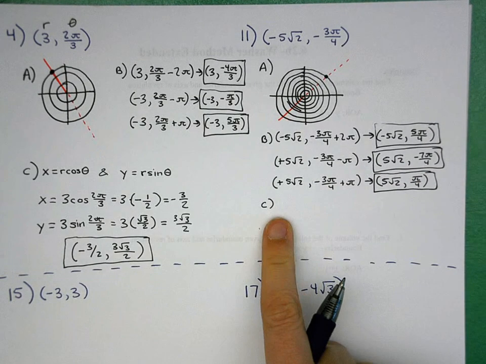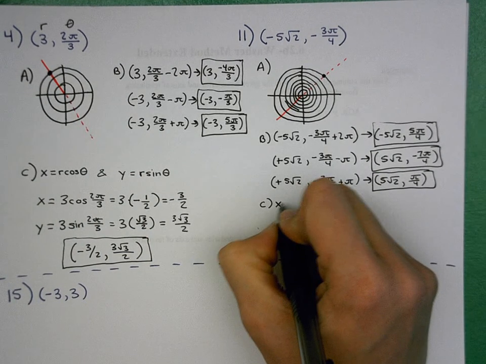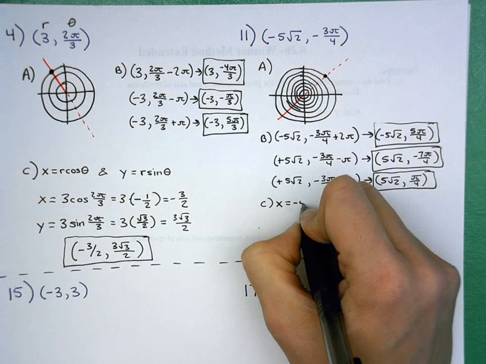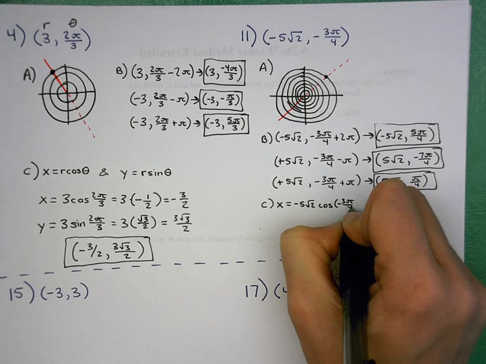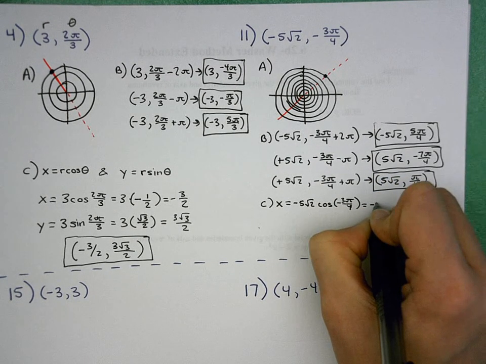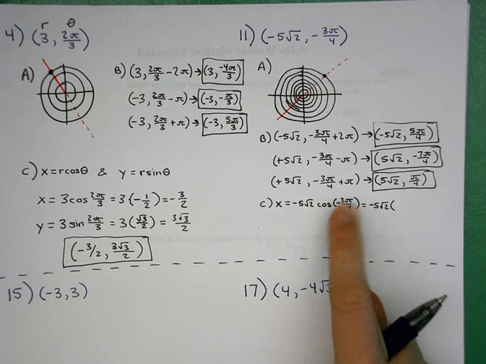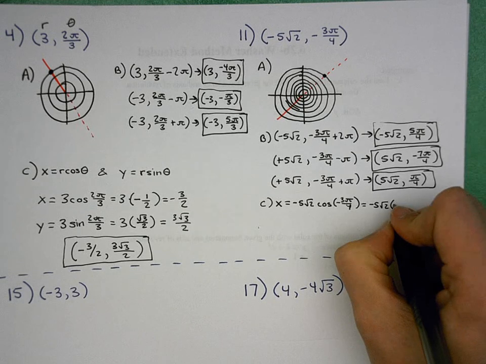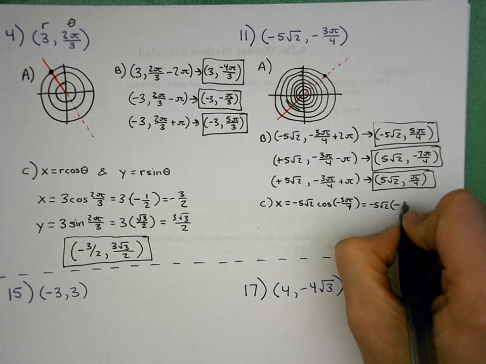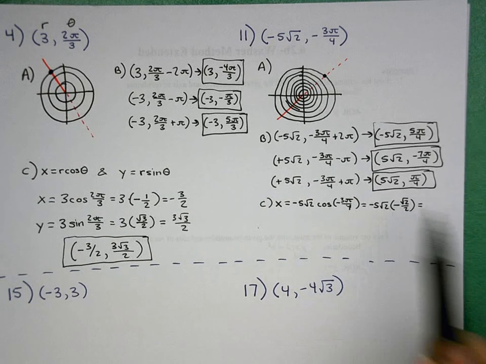And then last but not least, part C, turning into rectangular. So again, we know what x and y are. So x is my r, negative 5 root 2, cosine of my theta, which is negative 5 root 2 times cosine of negative 3 pi over 4. What would that be? Okay, well, negative 3 pi over 4 is in the third quadrant, so cosine would be negative. And this is a pi over 4 angle, so cosine of pi over 4 is root 2 over 2. Negative times a negative is a positive.